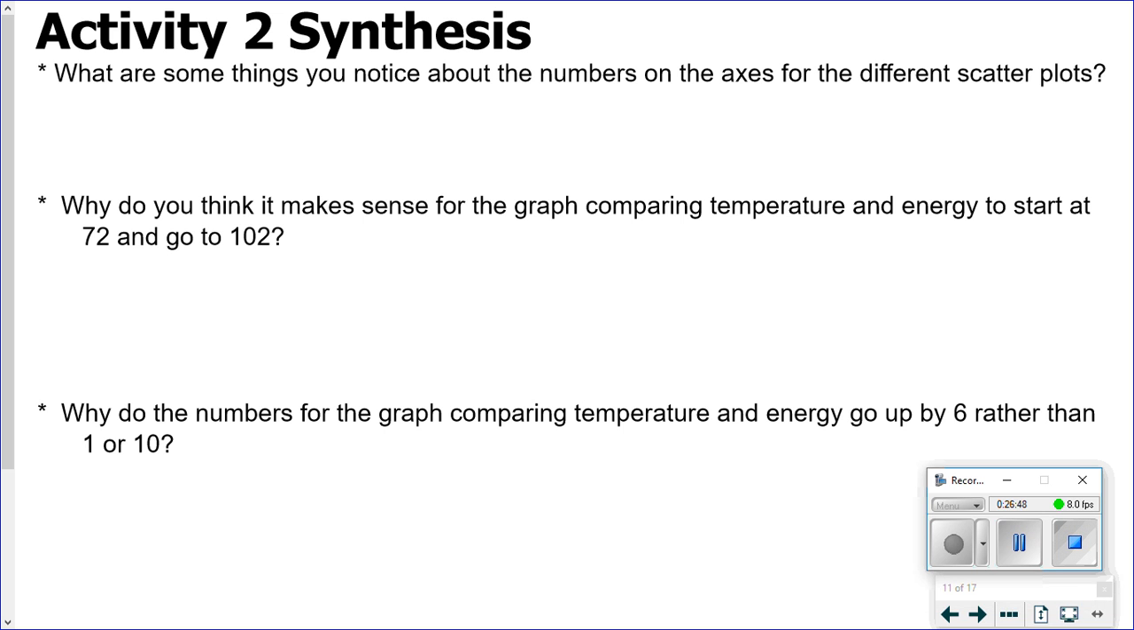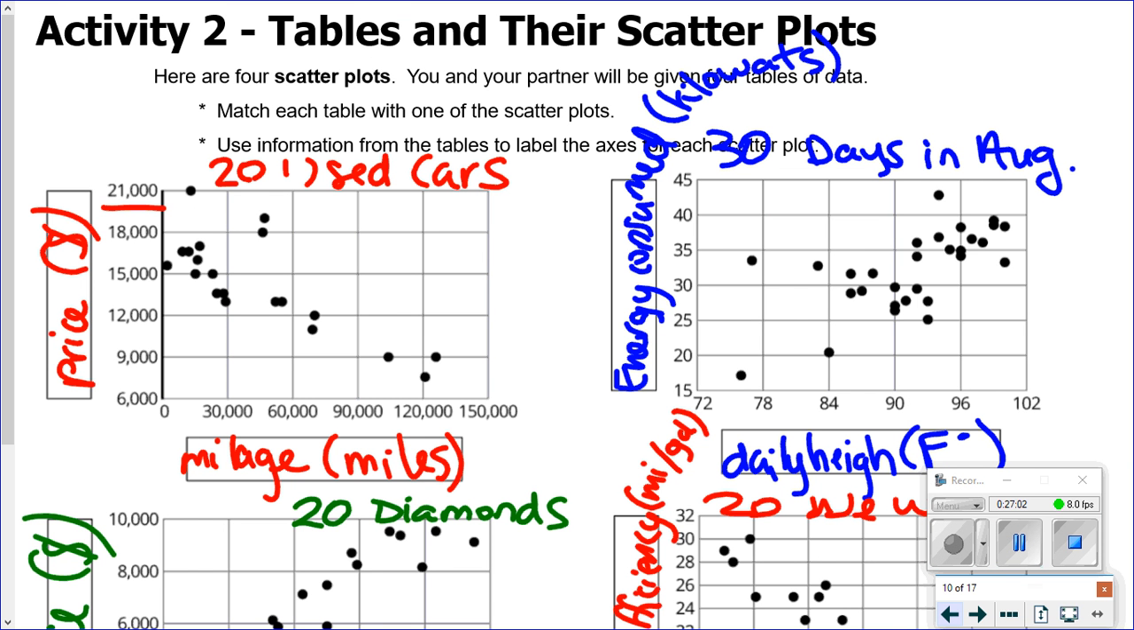All right, the first one asks, what are some things you noticed about the numbers on the axes for the different scatter plots? Well, I don't know about you, but I noticed that not all of the axes started from 0, right? If I backtrack, take a look. So my first graph, yeah, the x-axis did, but the y-axis certainly didn't, right? It started from 6,000. My second graph, the x-axis started from 72 and the y started at 15. So neither of them started from 0. So that's kind of something new and unique that we've never seen before, that we're seeing with scatter plots here.